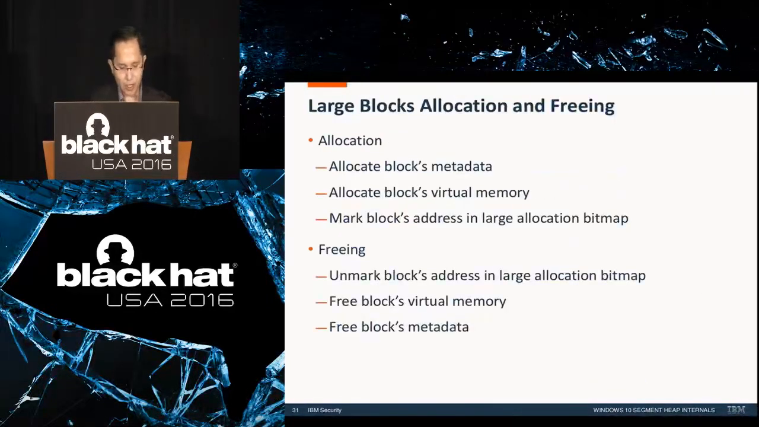The large allocation is straightforward since there's no free list to consult. First, the block's metadata is allocated from a separate metadata heap. Then the block's virtual memory is allocated. And then the block's address is marked in the large allocation bitmap. The freeing is also straightforward. This is just the reverse of the large block allocation process.